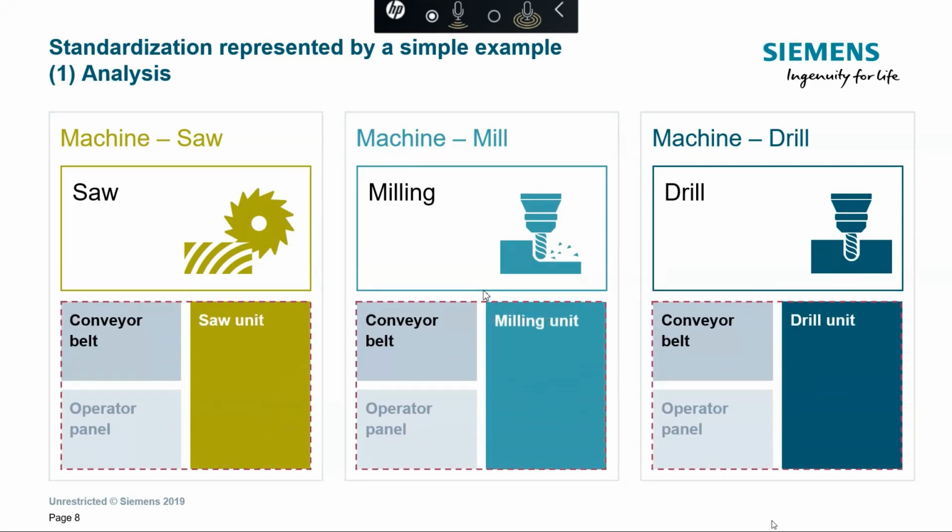So you'll be having, may it be a saw, may it be a drill or a mill. In all these machines, I'm assuming I have a conveyor belt, I have an operator panel, and then individually on each machine, I have a saw unit, a milling unit, and a drill unit. So, things might be pretty clear for you even now.